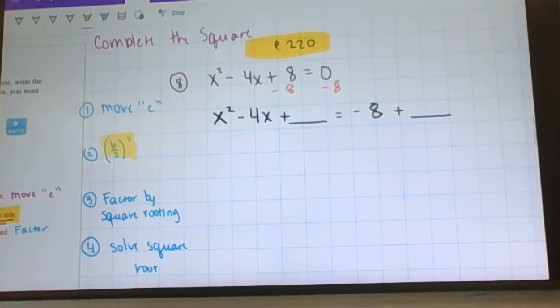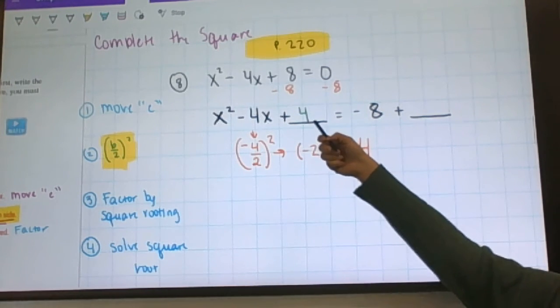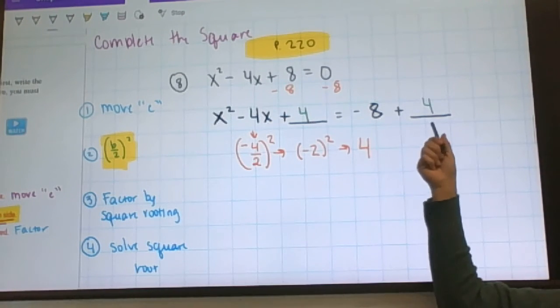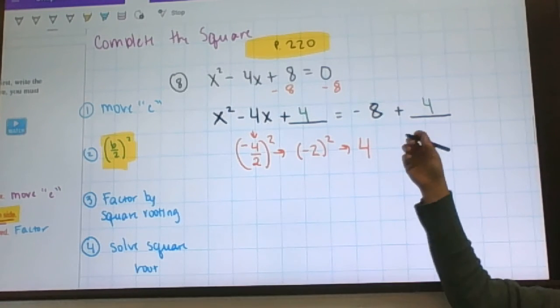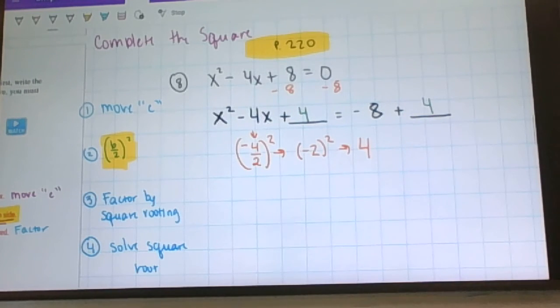The formula we practiced yesterday is the number we want to put in, b over 2 squared. So negative 4 divided by 2 squared. Negative 2 squared, positive 4. So I'm putting a 4 into the problem because the 4 will factor. And so the rules of math say if I put it here, I also put it over here. And this is the one the students will forget. So I put this very special number here. And since I put it here, I also put it here.